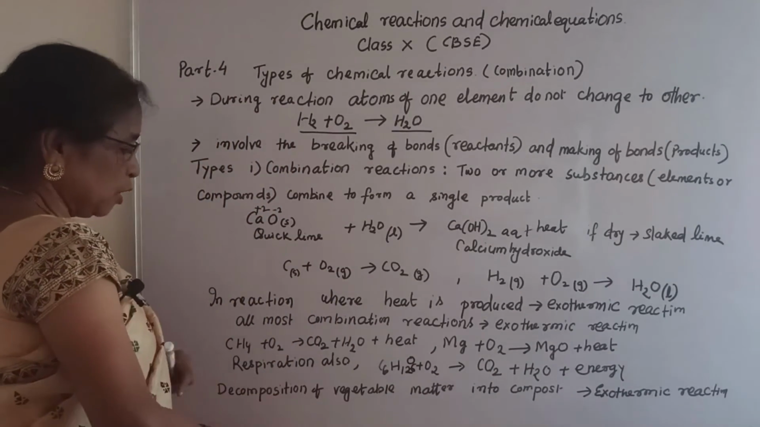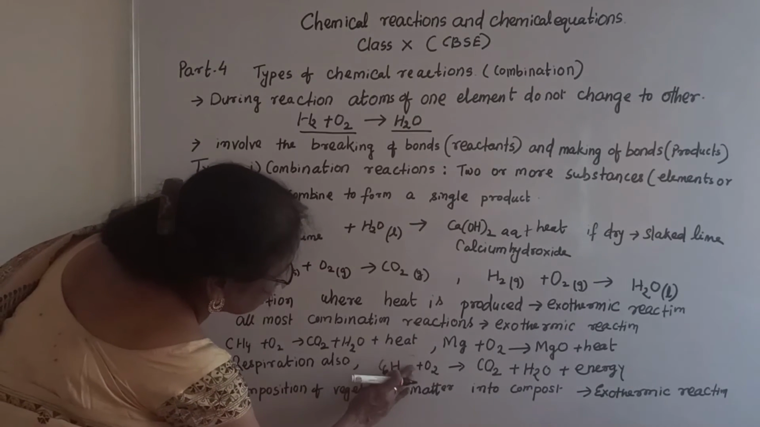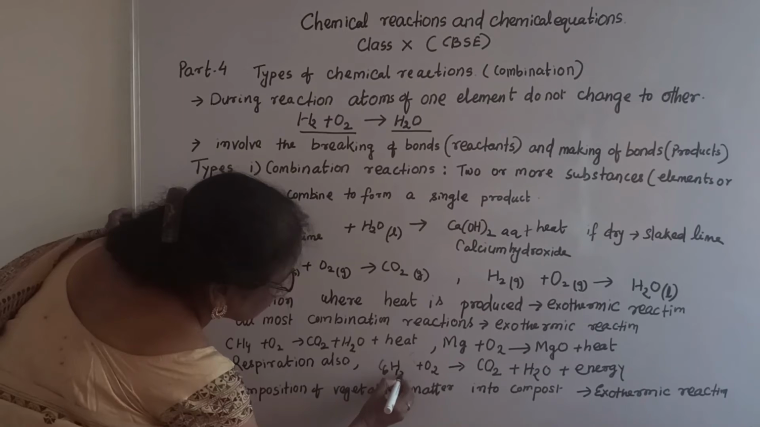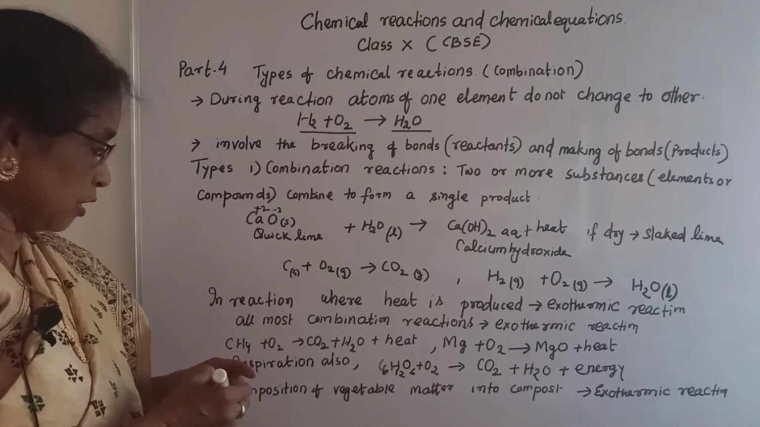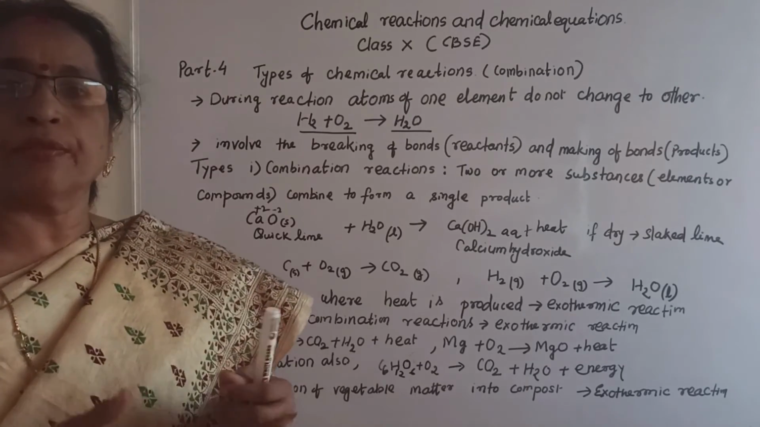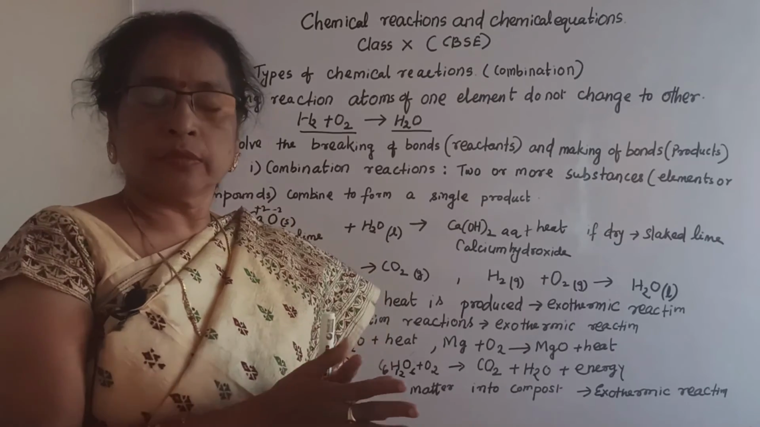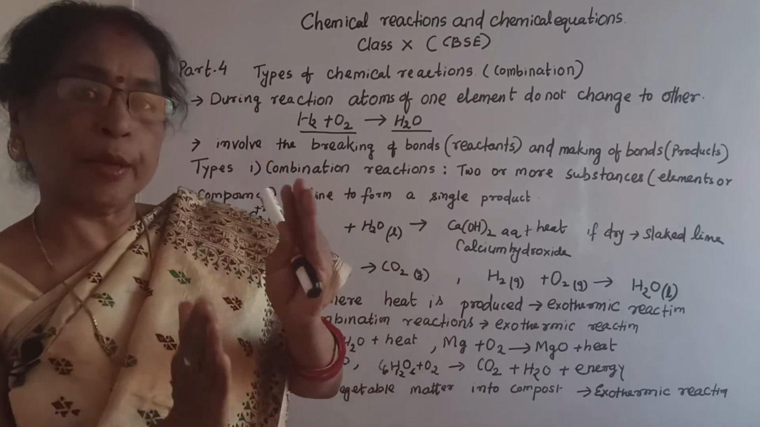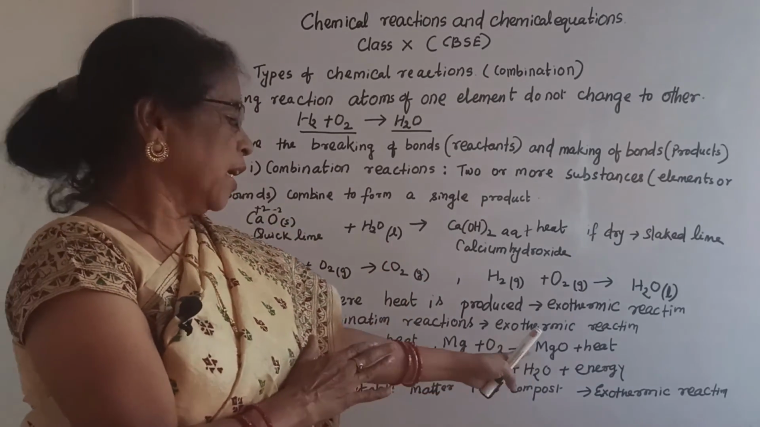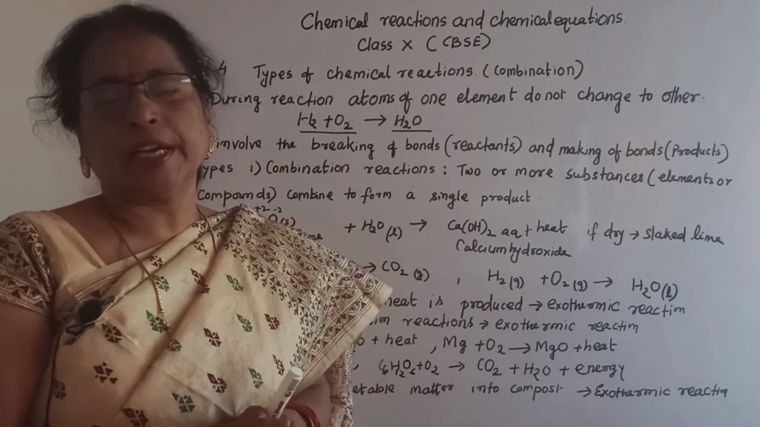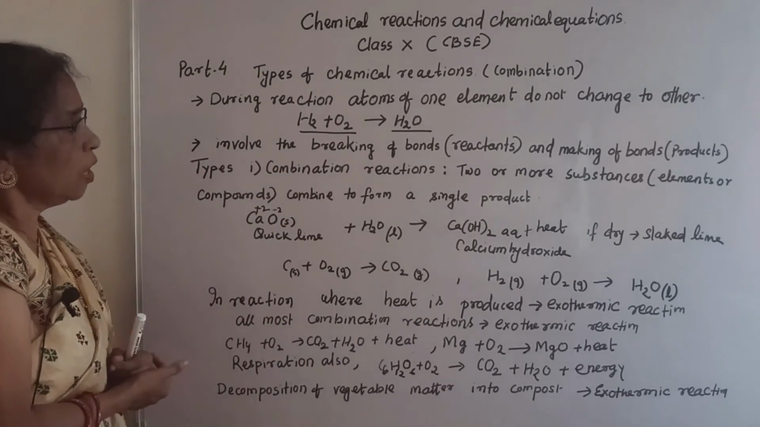And decomposition of vegetable matter: you write, here it is not visible clearly, so again I want to write C6H12O6. So, decomposition of vegetable matter in a dustbin, you can find after a few days it will become compost. And now if you see the outer side of the dustbin, you find it is hot, so it proves that it is an exothermic reaction. I think it is clear to you.